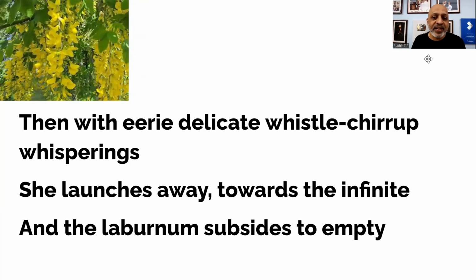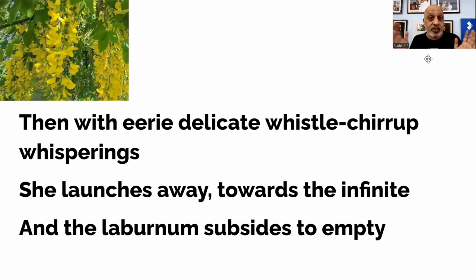Then with eerie, delicate whistle chirrup whispering, she launches away towards the infinite and the laburnum subsides to empty. You can get a sense of what has happened when the mother bird flies out again into the sky. So the bird makes a gentle chirruping sound, almost like a whisper, whisperings, right? Speaking softly, and flies away. Flies away means she takes off, launches away towards the infinite.